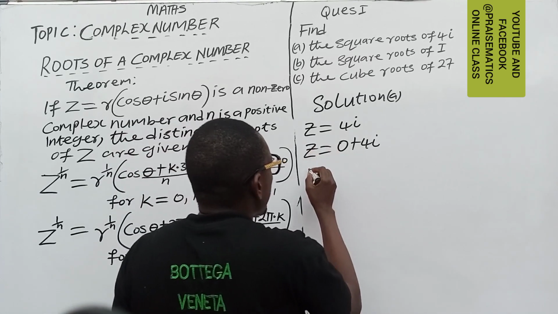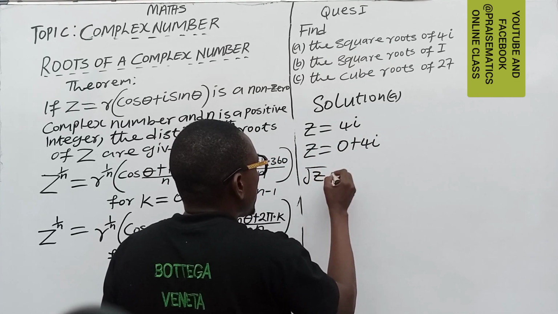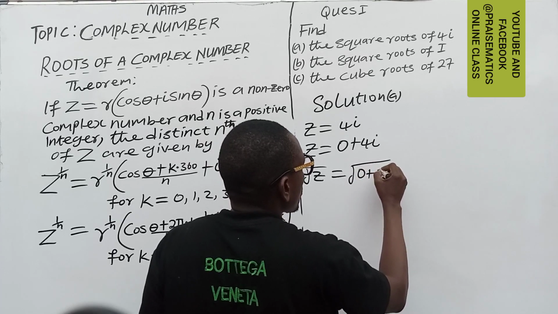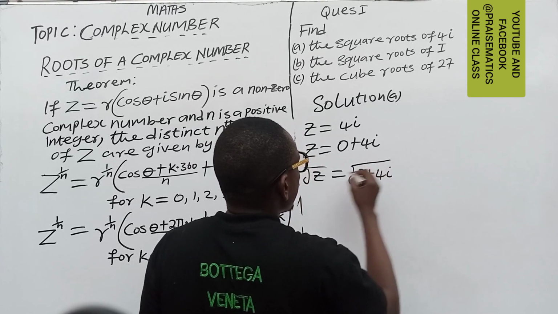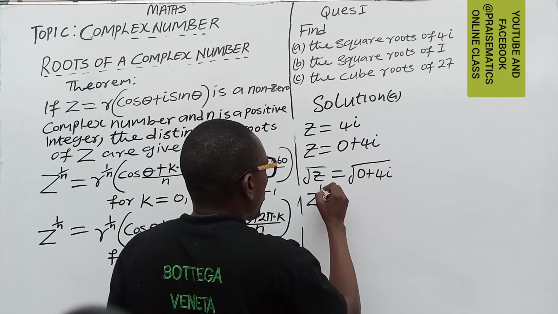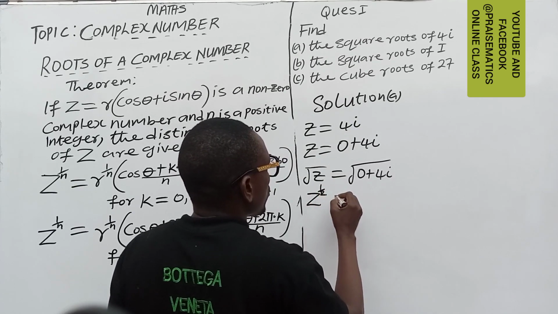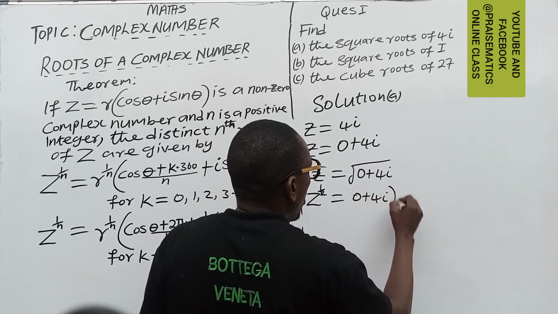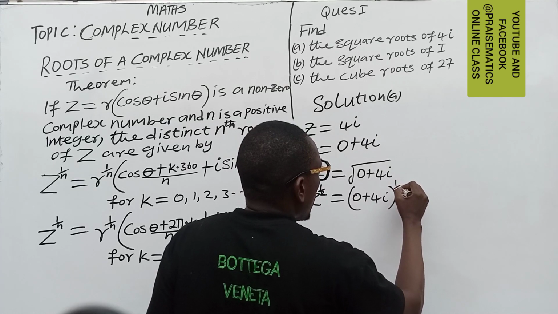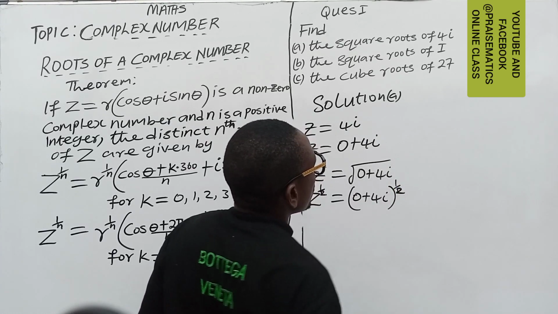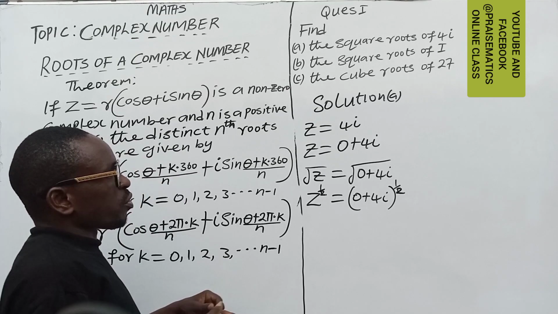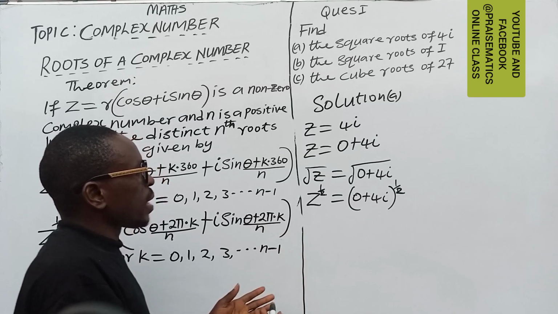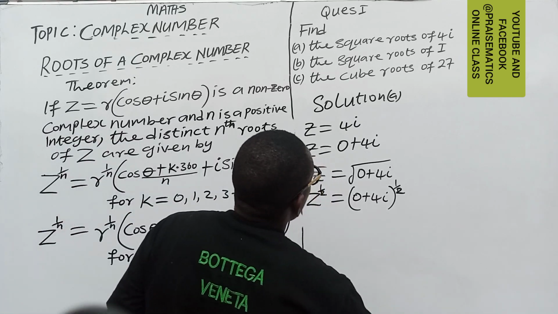That means square root of z is equal to the square root of 0 plus 4i. This is the same thing as saying z raised to power 1 over 2 is equal to 0 plus 4i all raised to power 1 over 2. So that is the implication. I hope you are through with this. Did you understand it? That is the first interpretation. Are you okay? Okay, now let's go.